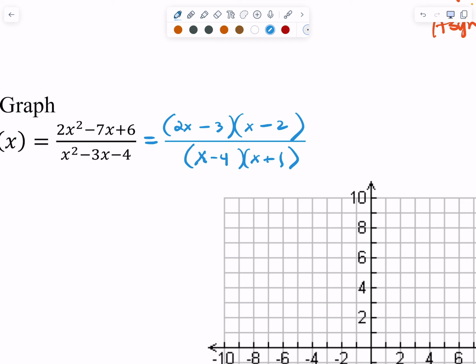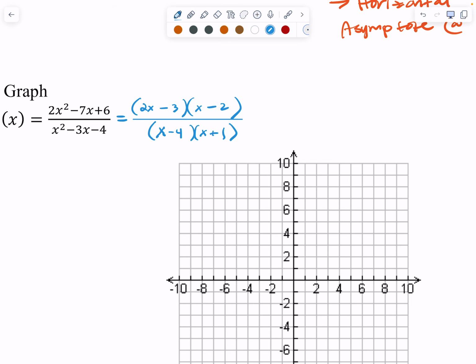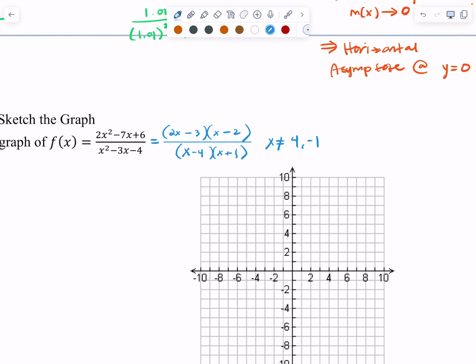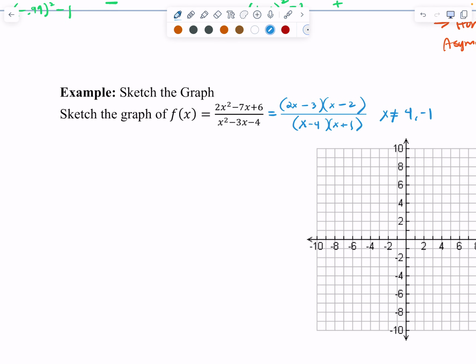Okay, so we already know something about the graph. No common factors to cancel, which means no holes. Now, that's not something you could put pencil to paper, but it is something that's telling about the graph. We know there's no holes in the graph, okay? And something that's telling about the domain, right? So x can't be equal to 4 or negative 1, and if we're stating the domain in interval notation, negative infinity to negative 1, union negative 1 to 4, union 4 to infinity.